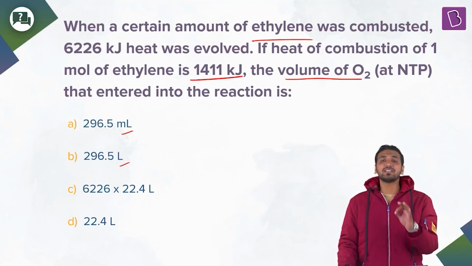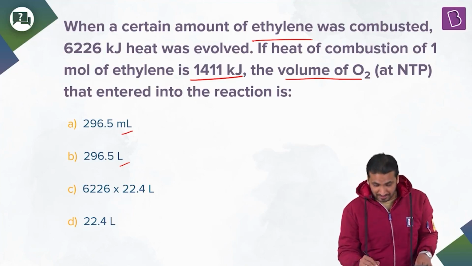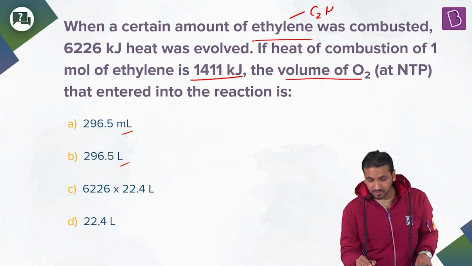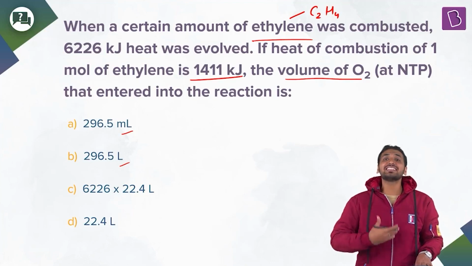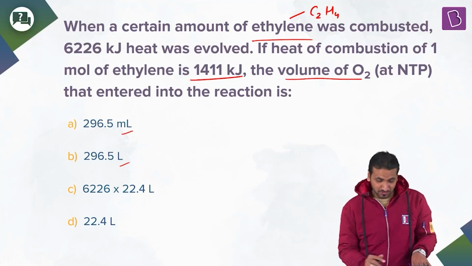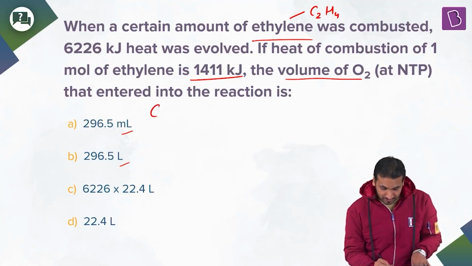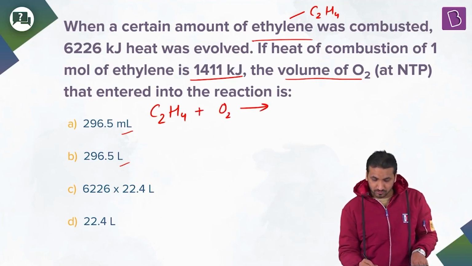But before that, tell me the formula of ethylene. It is C2H4. Do not confuse it with ethyne. The common name for ethyne is acetylene, right? So it is ethylene here. The formula is C2H4. Let's write the combustion reaction. C2H4 plus oxygen is going to react, and it is going to form CO2 and water, right?